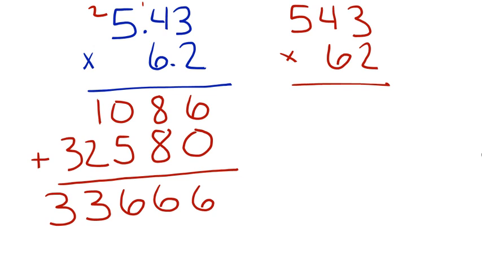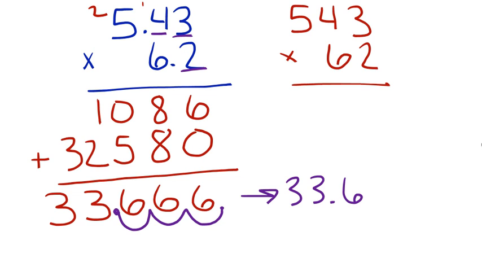Okay, so now when you're done, this is where the part comes that you might struggle with. You need to go back and count how many places you have behind the decimals. So here you have 1, 2, 3. So that means you're going to start your decimal right here, and you're going to go 1, 2, 3. So your final answer would be 33.666. Okay, let's go ahead and move on to the next one.